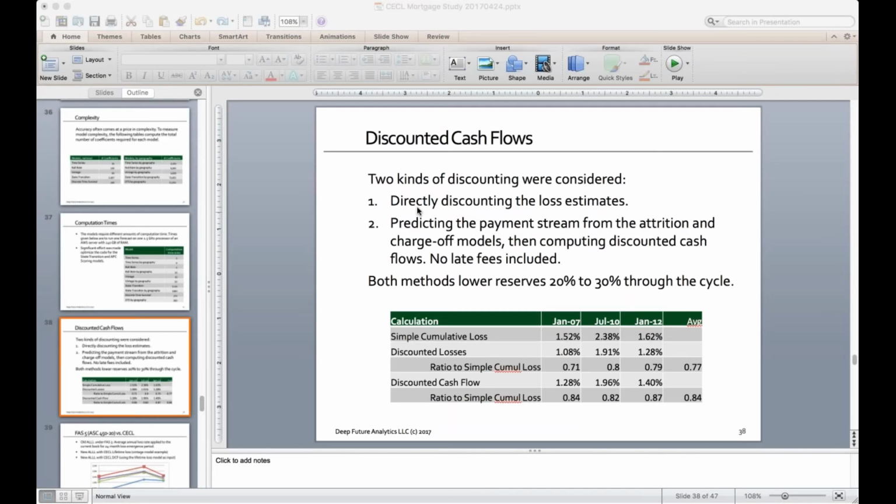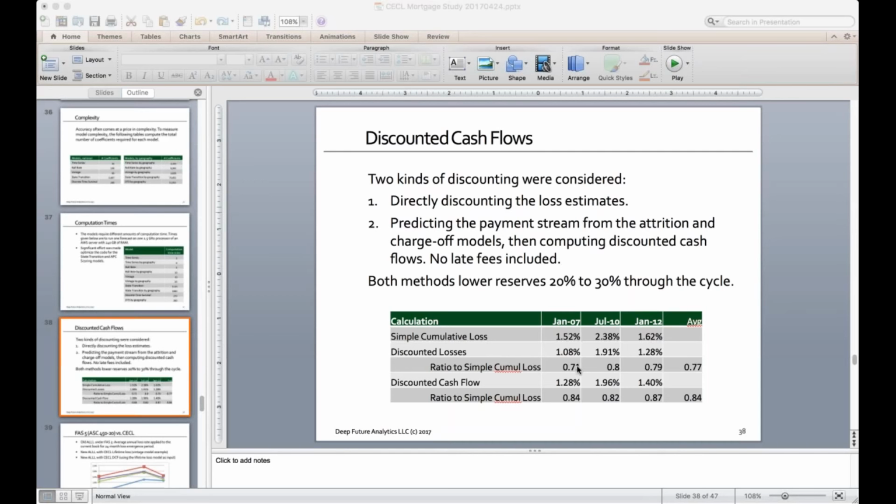And I will point out that if this was a credit card portfolio, you would need to include late fees and other types of fees, because that's a huge part of the revenue stream for line of credit products. So here we managed to avoid that just because they're less important, and standard practice in the mortgage industry is to ignore the late fees. But you might get a change in the result if you included them, at least a small change.